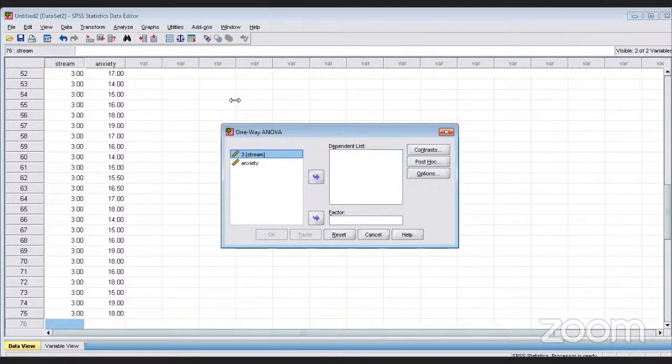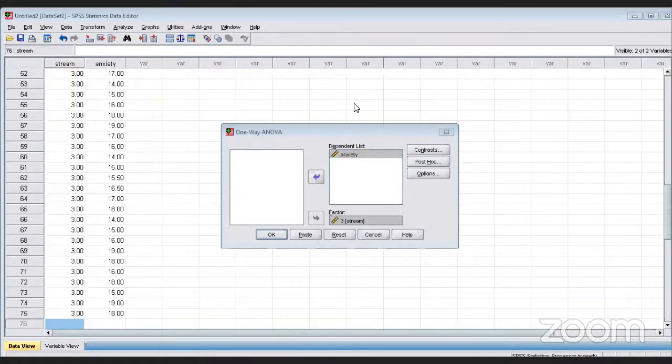And then here is a dependent list. And here is your factor. Your stream is a factor because it is discontinuous. And your dependent will always be continuous. So you can shift anxiety here. Mattu, you can have anyone you like, nothing to worry.